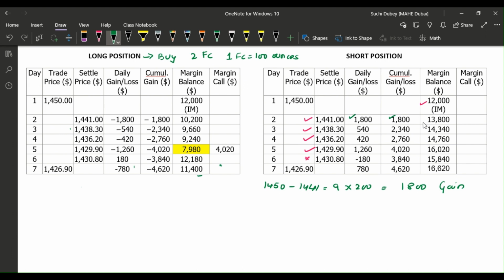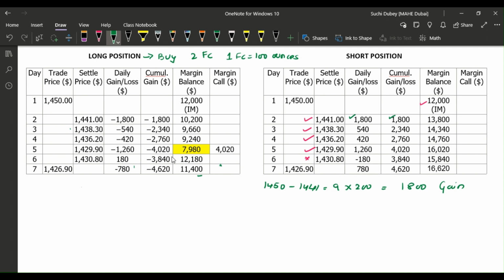So 12,000 plus the gain makes 13,800. And you know the best part of it? He can withdraw the excess money. Whatever money he wants to withdraw, he can withdraw, provided that it should not go below the maintenance margin. Naturally, he should also have that much money in his margin account, which will allow him to trade, right? Similarly, as the prices go down, every time he is having profitability, and you can see that his account balance is increasing because he has profitability.